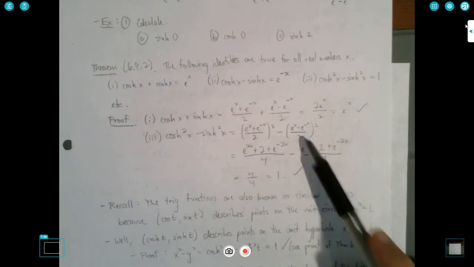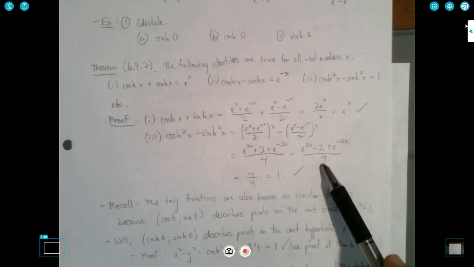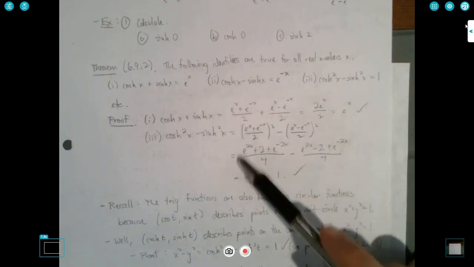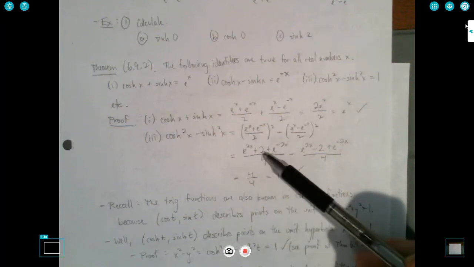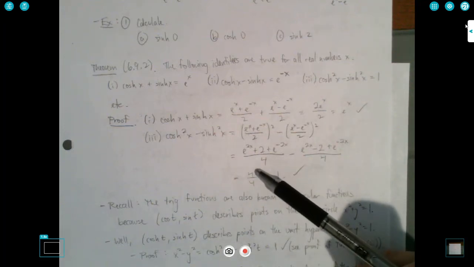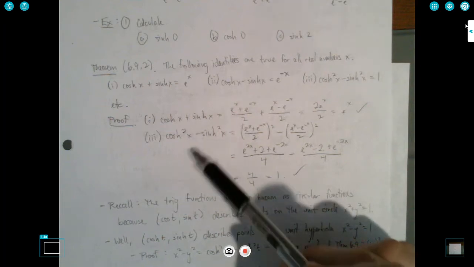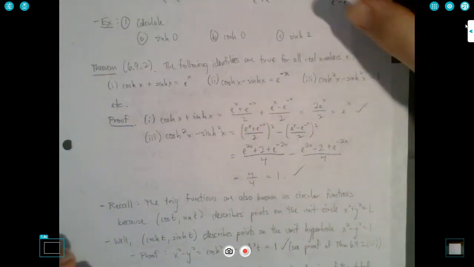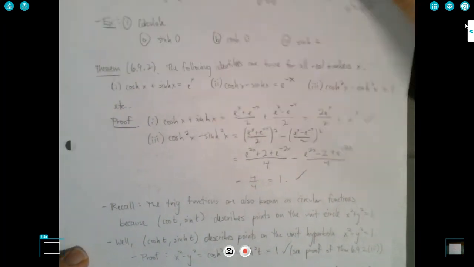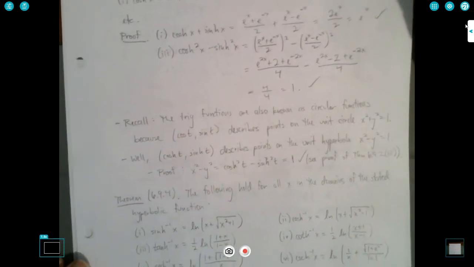And similarly, when you expand this one, this is what you get. And then when you combine like terms, the e to the 2x's cancel. The e to the negative 2x's cancel. You have a 2 minus a negative 2. That makes a 4, right? 4 over 4 is 1. And that proves that one, right? So you can go through the rest of those, if you're interested. You could go through and prove them all just by making that kind of replacement. Okay? So let's talk about why these things are called hyperbolic functions.